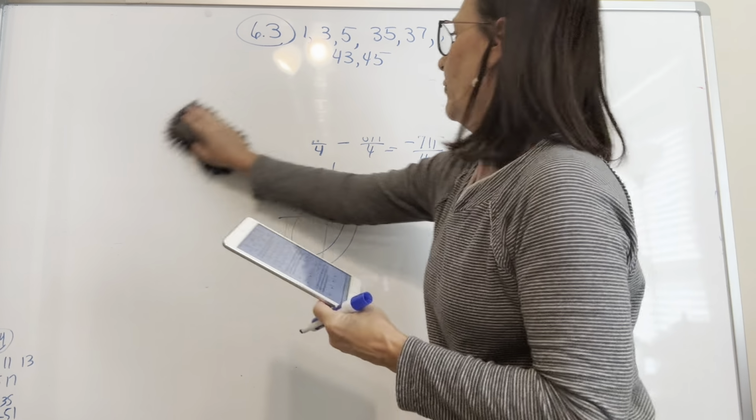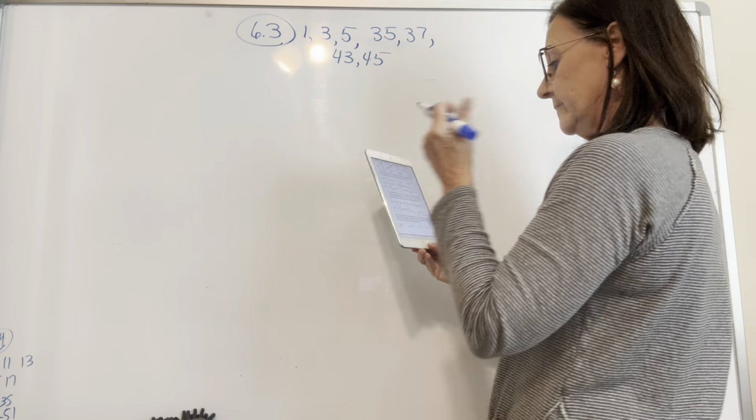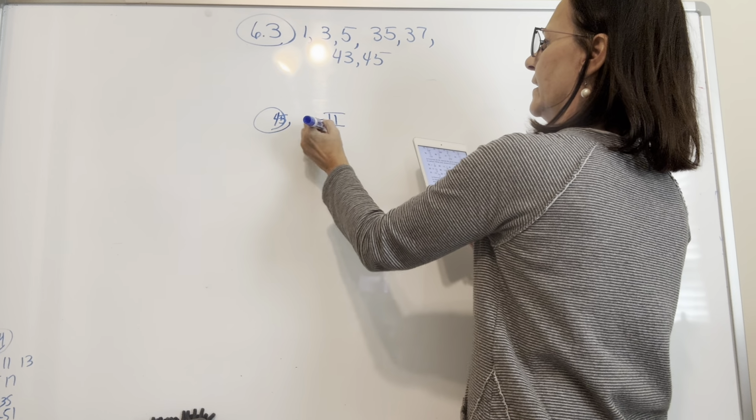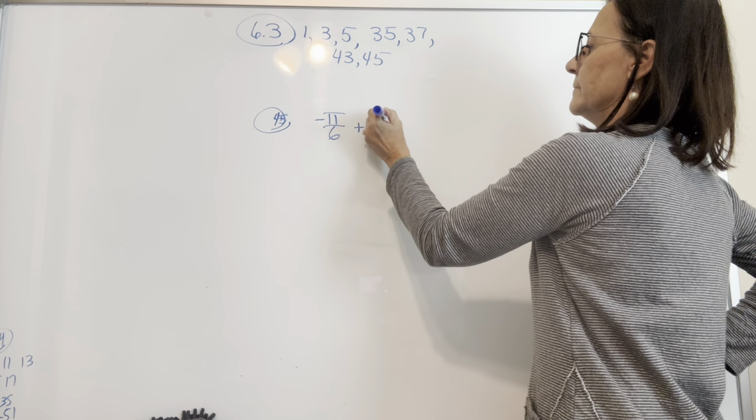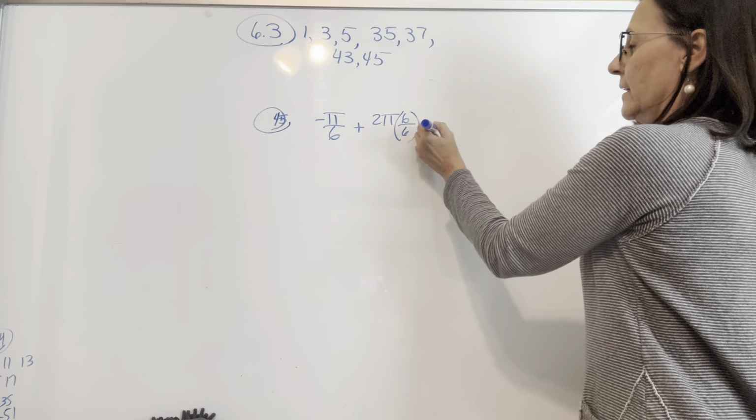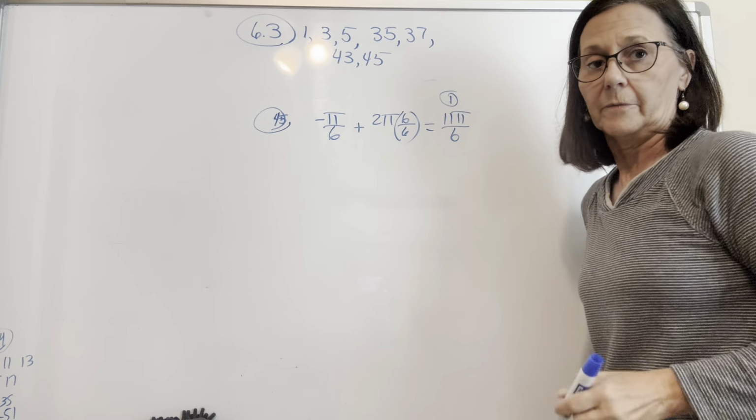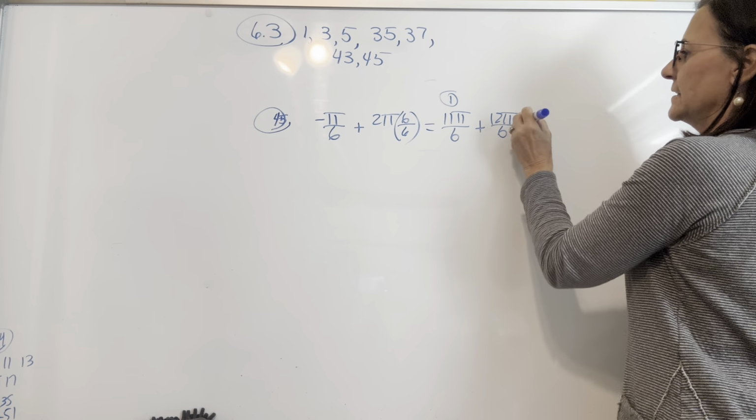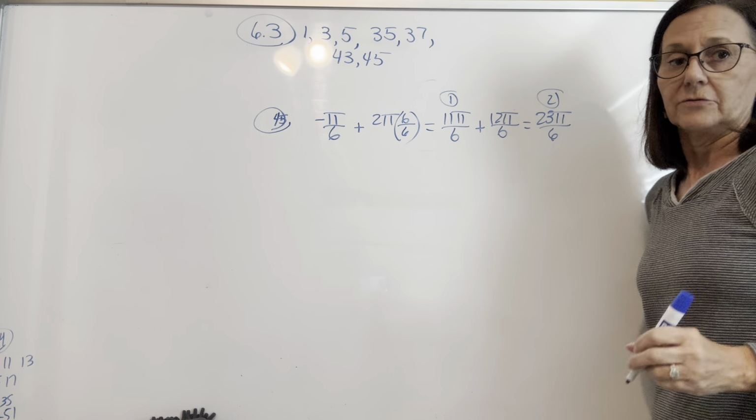I'm going to do the same thing with 45. Just going to keep adding 2 pi, subtracting 2 pi. All right, so 45 is negative pi over 6. I'm going to add 2 pi. Need a common denominator. So that's 12 pi over 6. 12 pi minus 1 leaves me 11 pi over 6. That's one coterminal angle. I'm going to add another 12 pi over 6, and that gives me 23 pi over 6. That's a second coterminal angle.